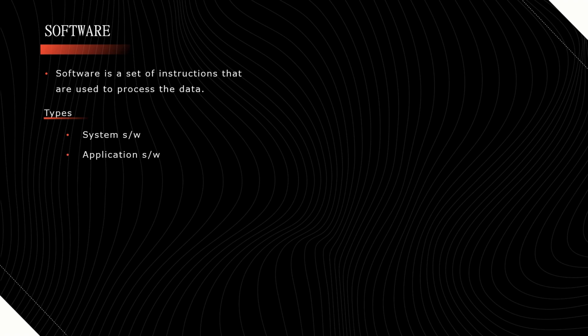Computer software is divided into two types, system software and application software. System software. System software is a special kind of software that is internally used by the computer itself to operate various hardware components. If you want to work with the computer, we need to have system software. Means, to run the hardware parts of the computer, we need to have system software.